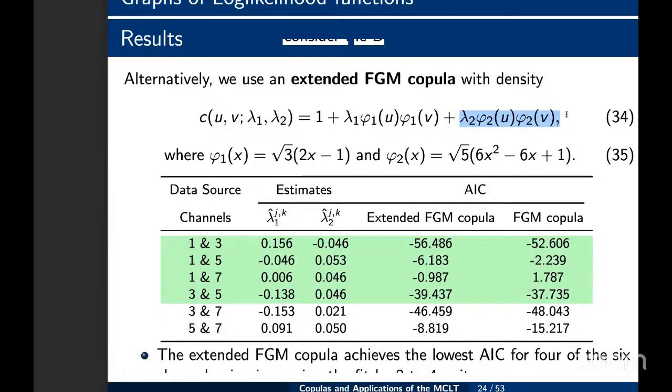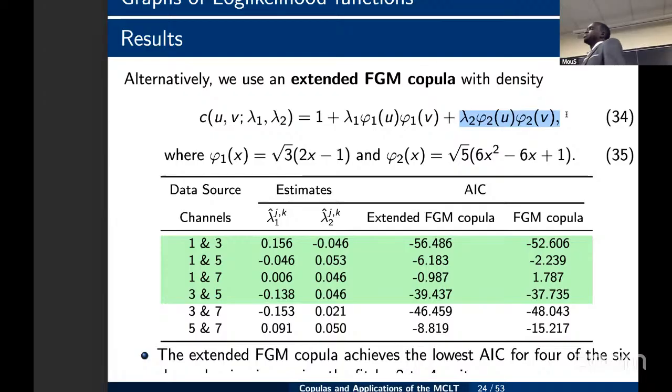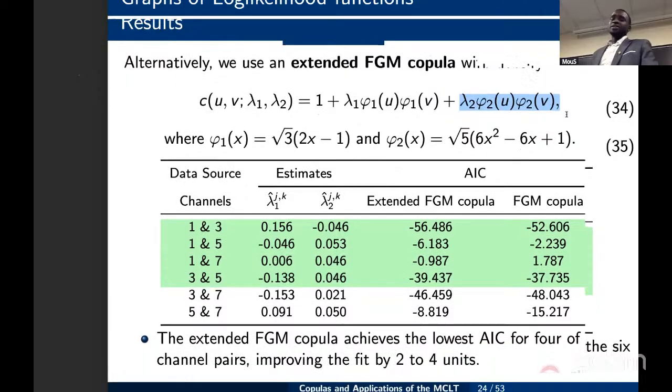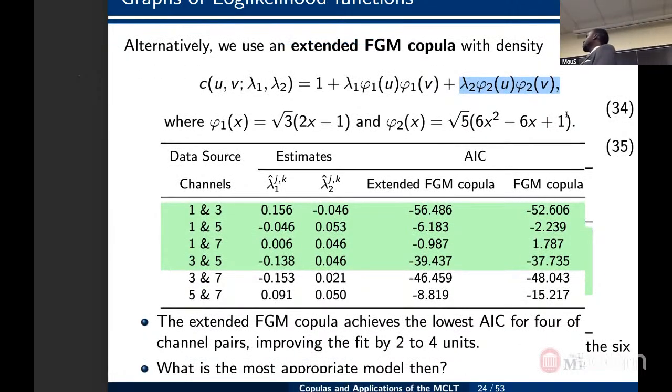And functions P1 and P2 are given by equation 35. The table gives the results of our estimates and the comparison of the AICs, which describe how well the copula fits the data. The extended FGM copula achieved the lowest AICs for 4 of the 6 channels. All those in green are in favor of the extended FGM copula because it has lower AICs, improving the fit by 2 or 4 units. Only 2 of them are not in favor of the extended FGM copula.